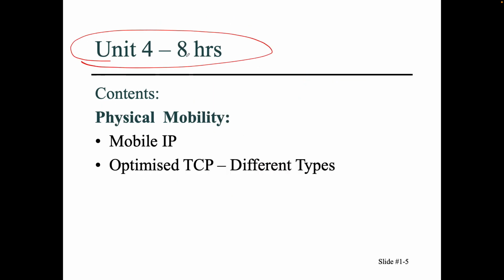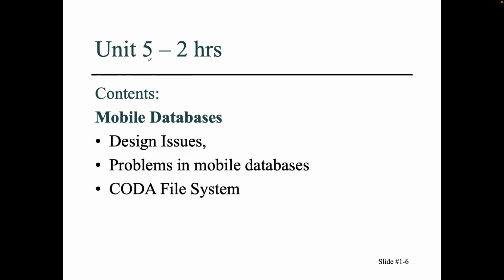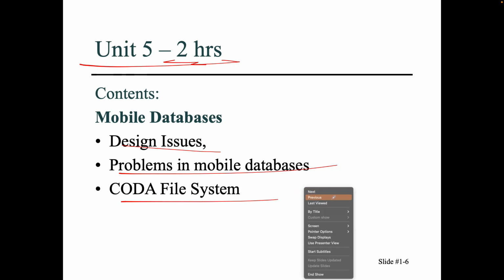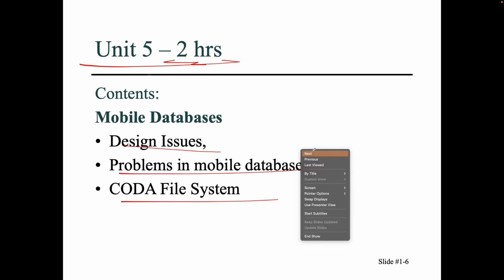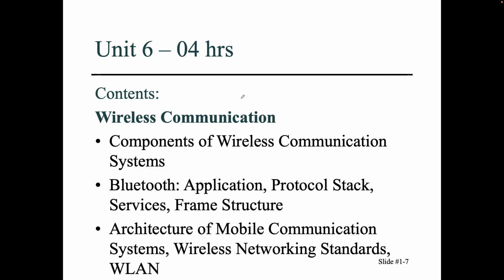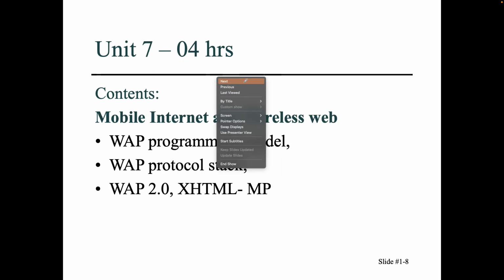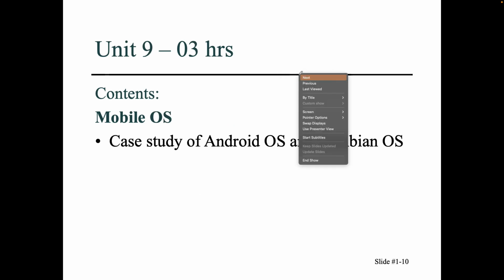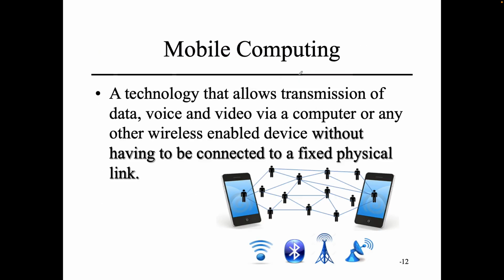So unit 4 is of 8 hours, where we deal with physical mobility and mobile, under which mobile IP and optimized TCP. TCP is a protocol that we use. Then mobile IP is also something that we use. And then it's unit 5, which is just for 2 hours. Design issues, problem in mobile database, CODA file system. Okay, that seems quite simple. And there's unit 6. Let's not go till there now.